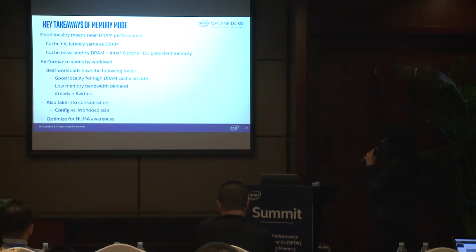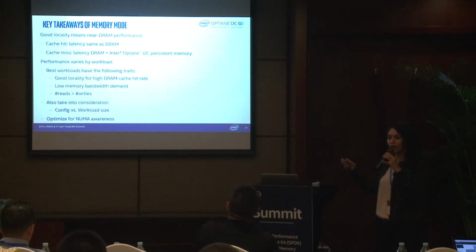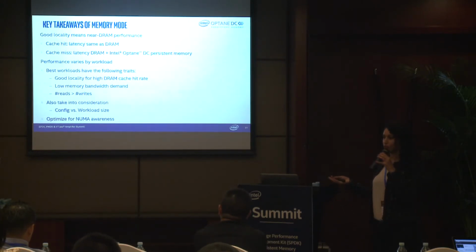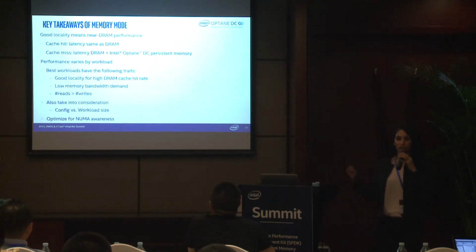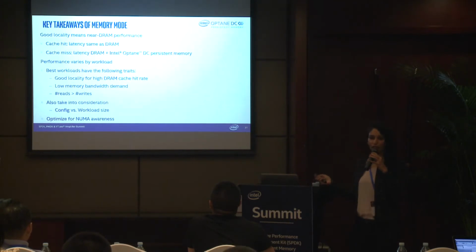And when you want to look into the memory mode, you need to take into consideration what's the configuration versus what's the workload size. If your workload size is so big that it has to get the data from the disk, or it's constantly missing your DRAM cache, then that's not a good workload, right? And so you might want to modify your configuration accordingly. When I say modify your configuration, look into how many DRAM DIMMs you have, what sizes the DRAM DIMMs are, versus how many Intel Optane DC persistent DIMMs you have, right? And the sizes. And here as well, you are going to run into the same directory concept, so you need to optimize for NUMA awareness.